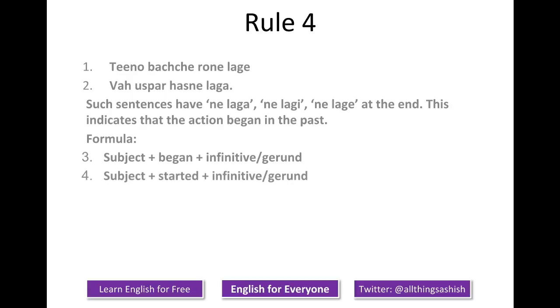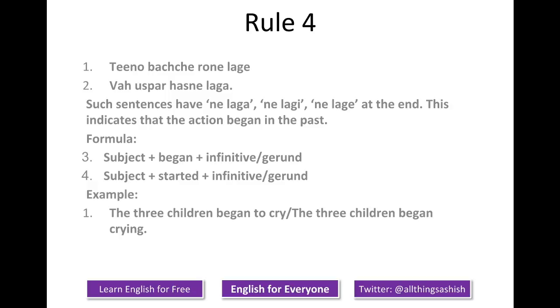Another way to translate the above two sentences would be using the below formula, that is subject plus started plus infinitive or gerund. Let's look at some examples. The three children began to cry. You can also say the three children began crying. He started to laugh upon him. And you can also say he started laughing upon him.